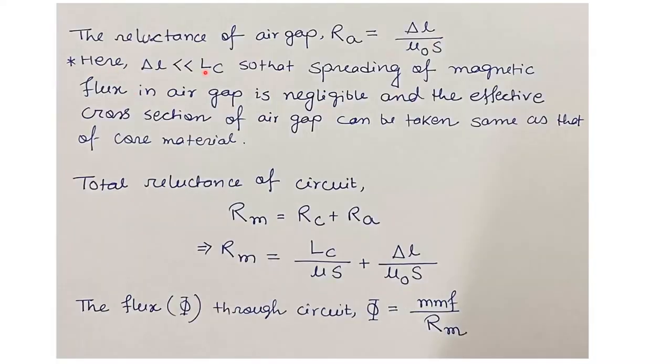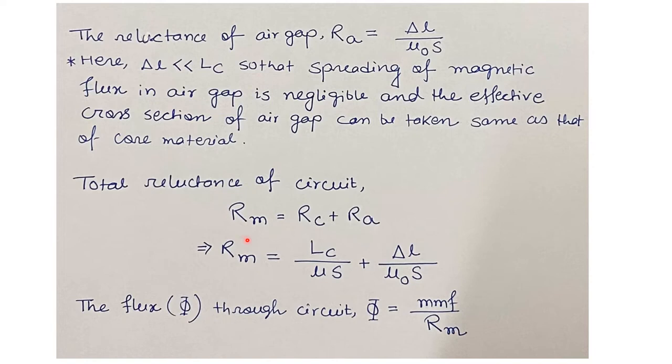So, the reluctance of this air gap in that magnetic circuit is Ra equals del L by mu naught S, where mu naught is the magnetic permeability in air. Here, del L is very much less than the core length Lc, so that spreading of magnetic flux in the air gap is negligible and the effective cross section of the air gap can be taken the same as that of the core material. So, total reluctance of that magnetic circuit is Rm equals Rc plus Ra, where Rc is the reluctance of the core material and Ra is the reluctance of the air gap.